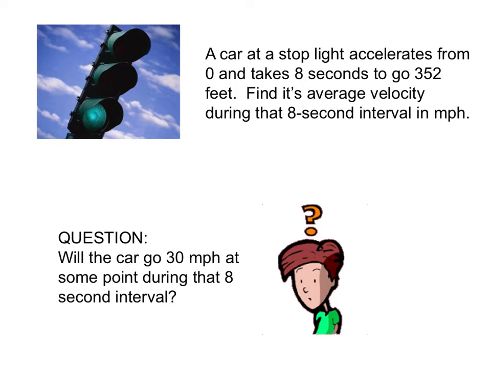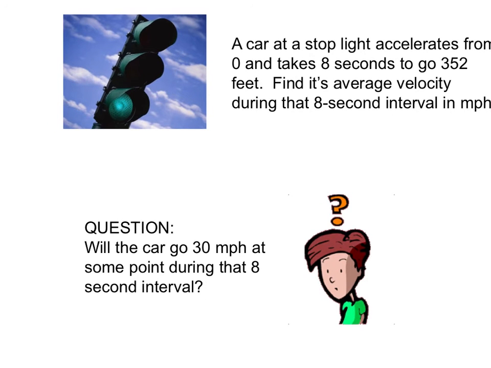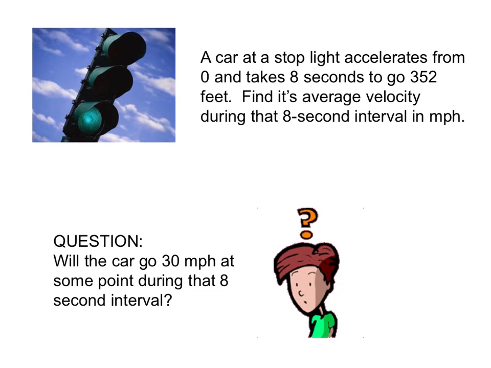So my first question is set up like this. A car is stopped at a stoplight and it accelerates from 0 and takes 8 seconds to go 352 feet. Find its average velocity during that 8-second interval in miles per hour.